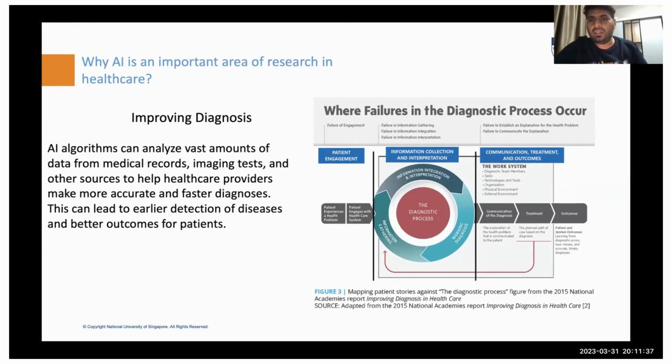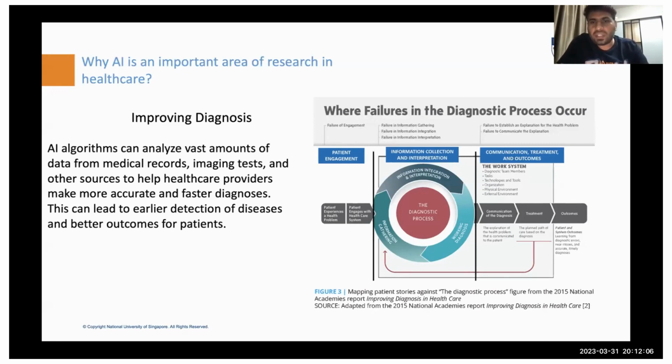Another place where there's currently a failure is in establishing or explaining the health problem, a failure in communicating to the patient, right? What kind of drug he has to take, what dosage he has to take, what the implications are, what steps he has to take. So there's a failure on that, right? Obviously, everybody will agree with that. So AI can contribute in these areas, right?